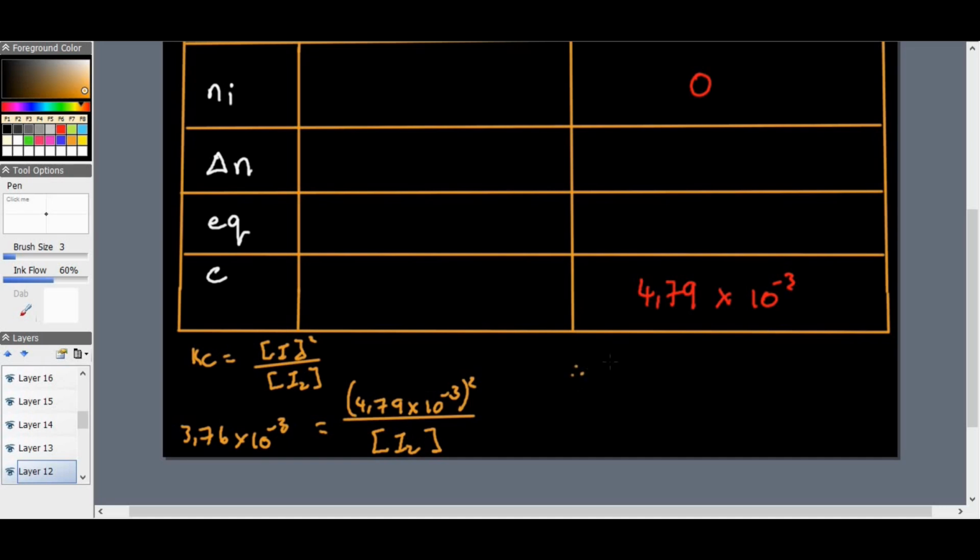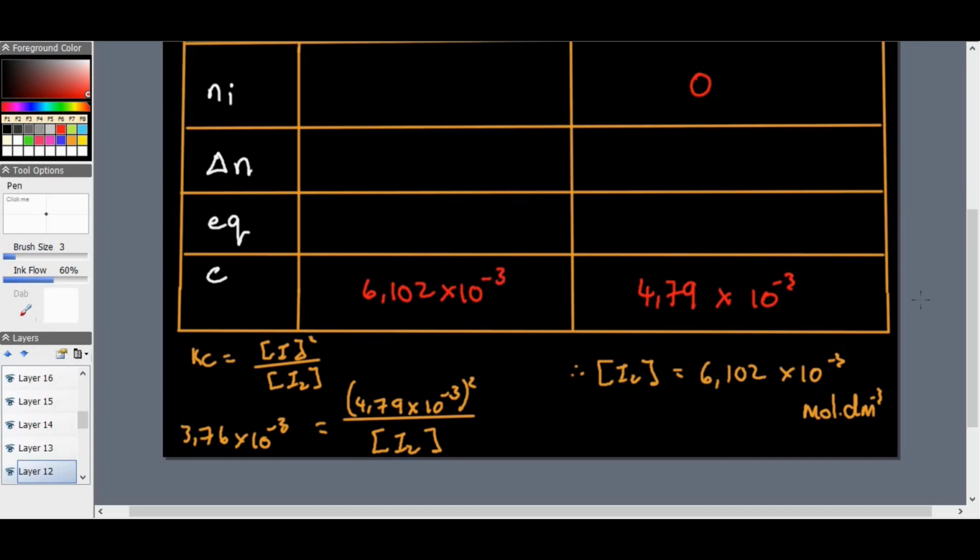Therefore, once we do some equation rearrangement, we'll get 4.79 times 10 to the minus 3, all squared, divided by 3.76 times 10 to the power of minus 3. We'll get 6.102 times 10 to the power of negative 3 mole per decimeter cubed. Now that we got that, we can substitute that in this equation: 6.102 times 10 to the minus 3 moles per decimeter cubed.